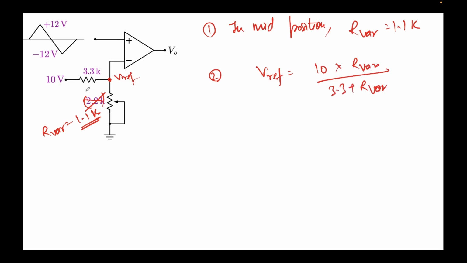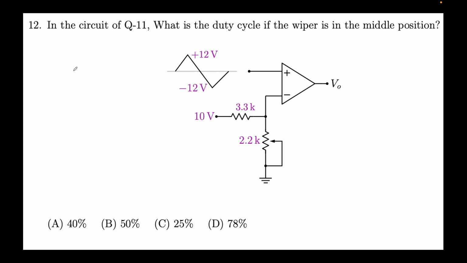I'm just applying in this circuit. Okay, so current will flow something like this, because no current can flow here, remember that. So this will come out to be 10 times R variable, which is nothing but 1.1 over 3.3 plus 1.1, so that will come out to be 2.5 volts. So Vref now we have obtained has come out to be 2.5 volts only. Okay, remember it was 0 last time. What I'll do is I'll do the same thing again.